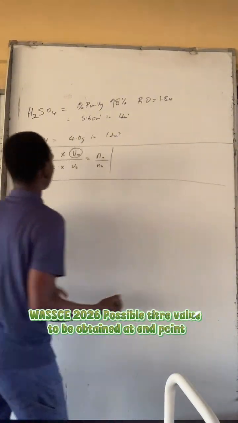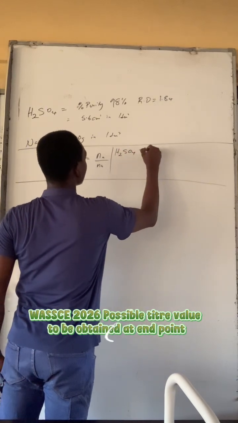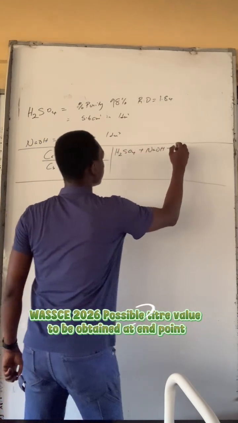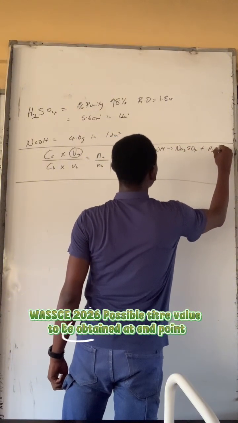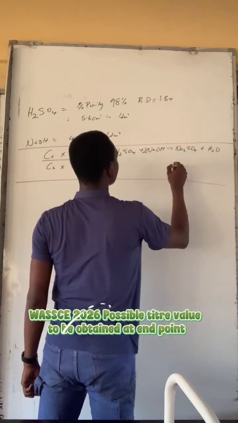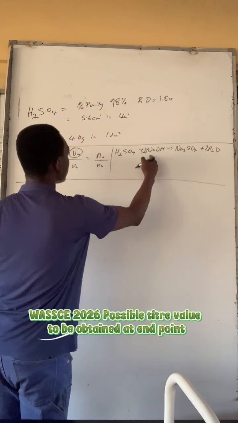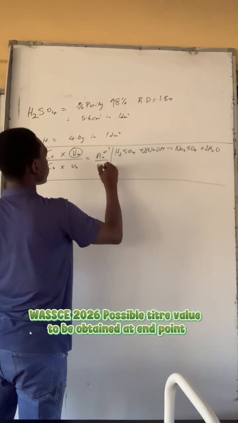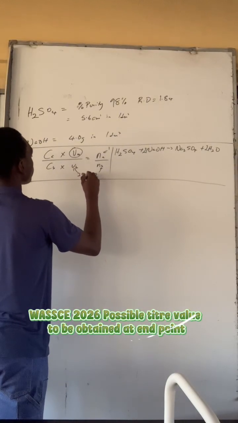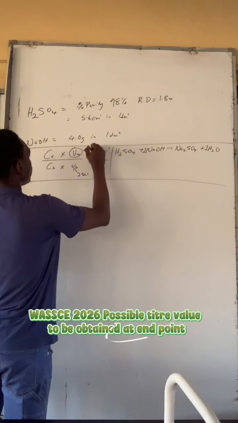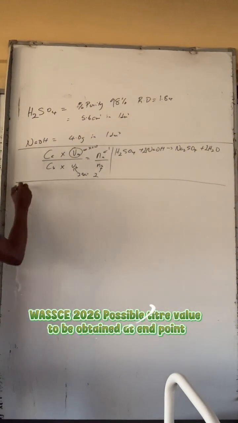When H2SO4 reacts with sodium hydroxide, we produce sodium sulfate and water. To balance that equation, this will be 2 and this will be 2. So the number of acid here is 1, number of base here is 2. The volume of the base here is 25 cm cube, and we are asked to find the volume of the acid, x cm cube. Now, first of all, let's calculate the concentration of the base.